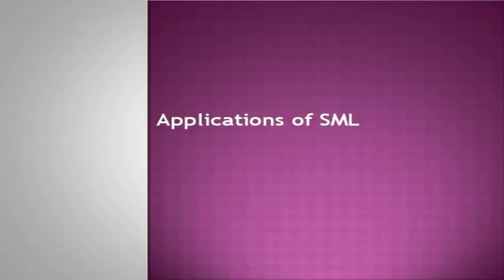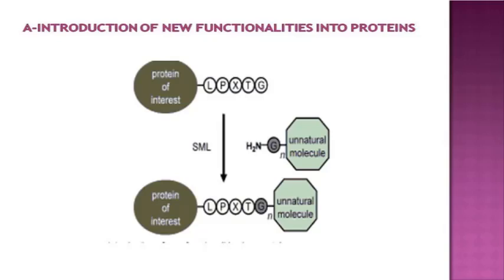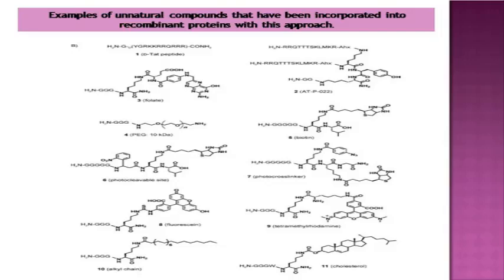What are the applications of Sortase-mediated ligation? First, the introduction of new functionalities into proteins. One of the most straightforward and important applications of Sortase-mediated ligation is a method for introducing unnatural functionalities into proteins. With this new technique, various molecules such as chemical probes, synthetic peptides, and polymers have been incorporated into the LPXTG-tagged recombinant proteins. And these are examples of unnatural compounds that can be incorporated into recombinant proteins with this approach.